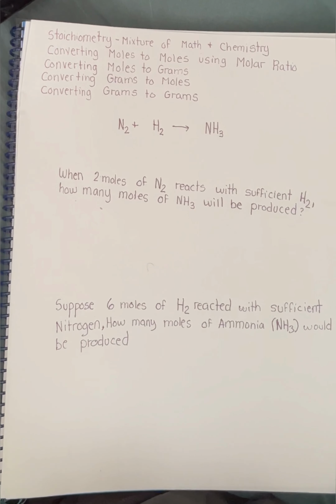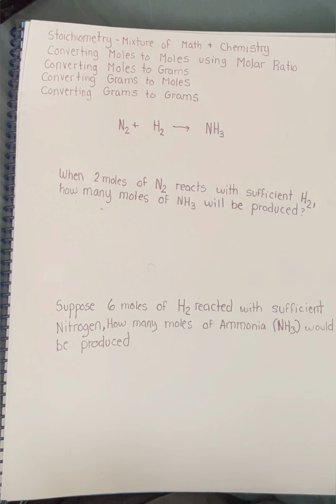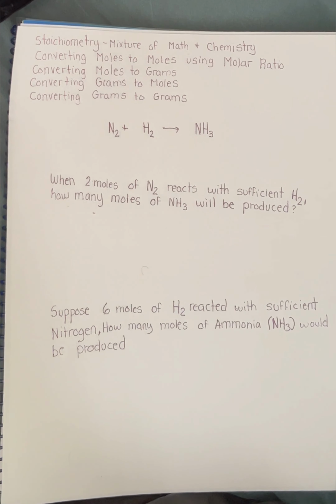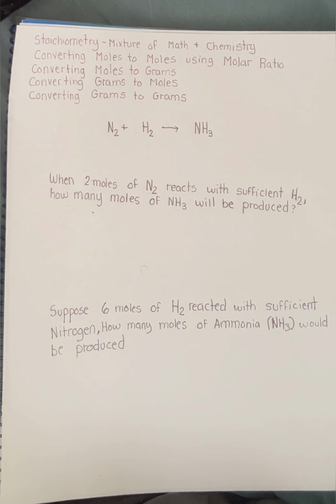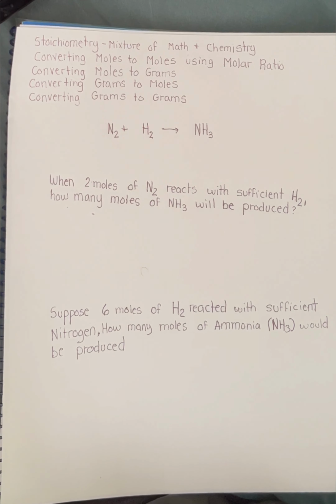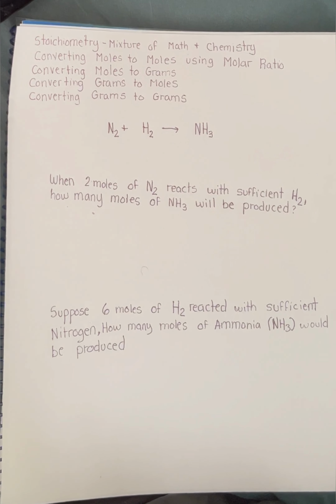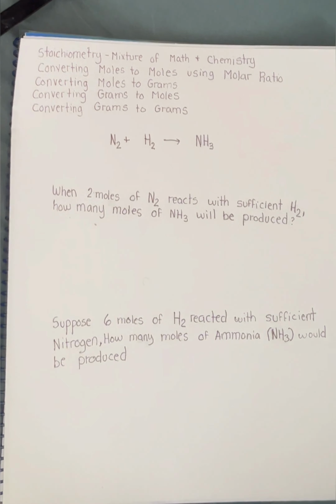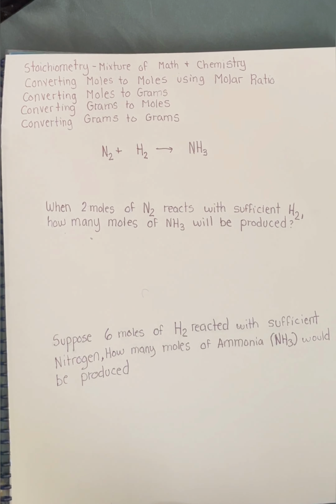All right, in this video, we will be doing stoichiometry problems. Stoichiometry is basically a mixture of math and chemistry. And in this video, I will show you how to convert moles to moles using the molar ratio, converting moles to grams, converting grams to moles, and lastly, converting grams to grams. So the first one we're gonna do is moles to moles using the molar ratio.